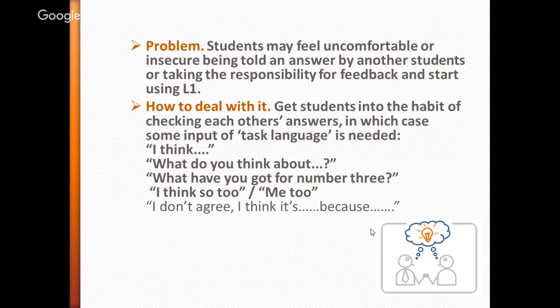If you get students into the habit of checking each other's work, and you introduce them to the special language that I've told you about before, they can use special task language, like think, what do you think about, and what have you got for number 3, 4, 5, and so on. And they introduce their opinion as well: I think so too, or me too, or I do not agree, or I think it's, because, and so on.